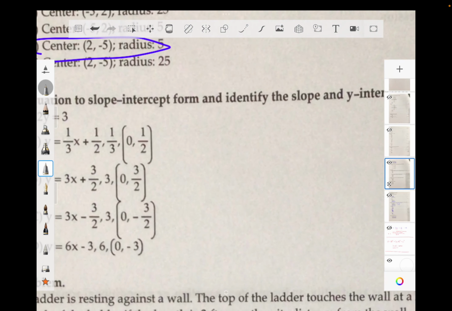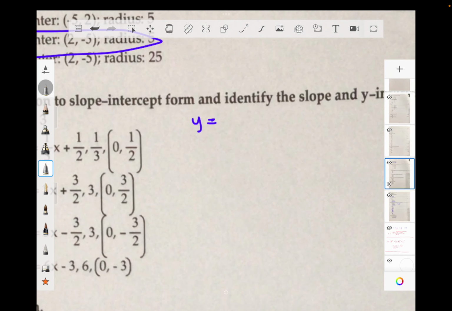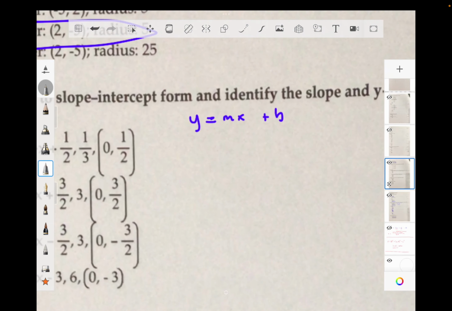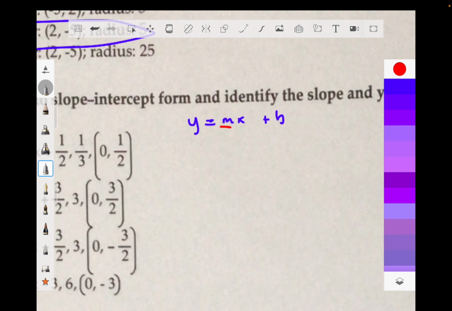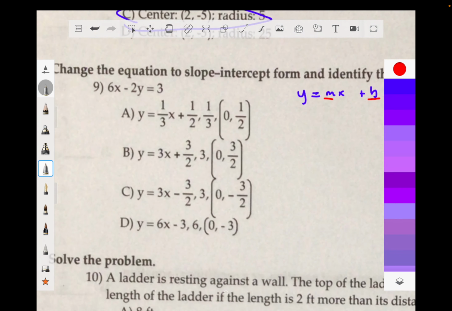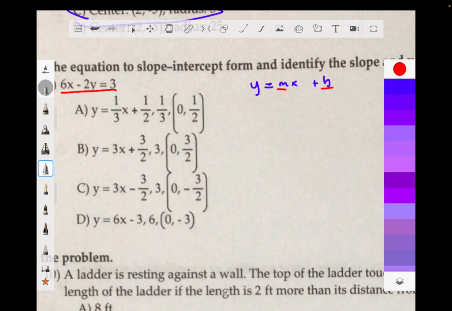So slope-intercept form is y equals mx plus b. I suppose I could have written that. The slope here is m, and the y-intercept is b. So just solve this equation for y, and then you get it.